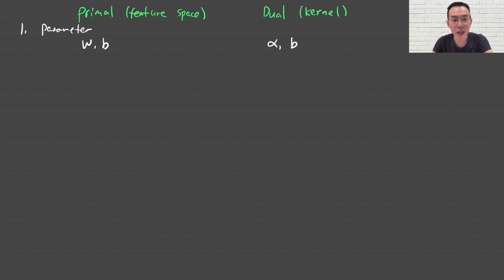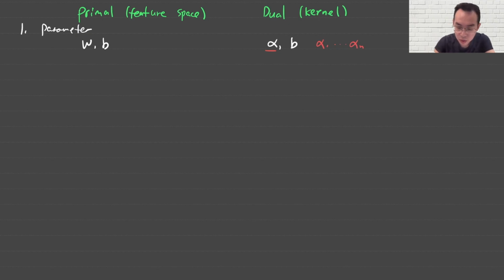W has the same dimension as the number of features. So this becomes problematic once we are in infinite dimensional space. That means our W vector here becomes infinite dimensional. We can solve it, but for alpha, there are only n alphas, alpha 1 to alpha n. That's the same as the number of training data points for the SVM.